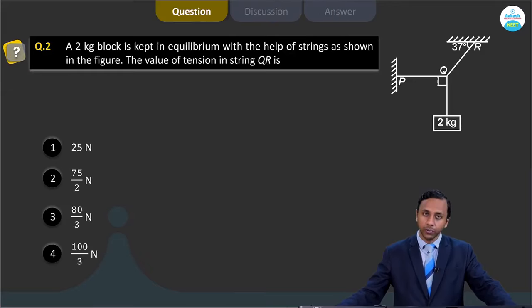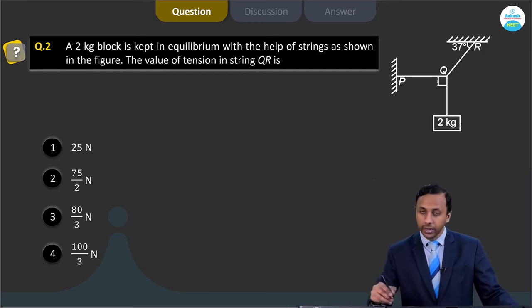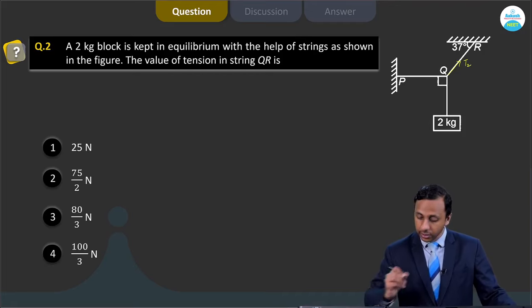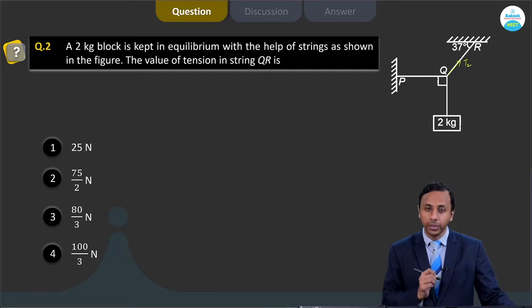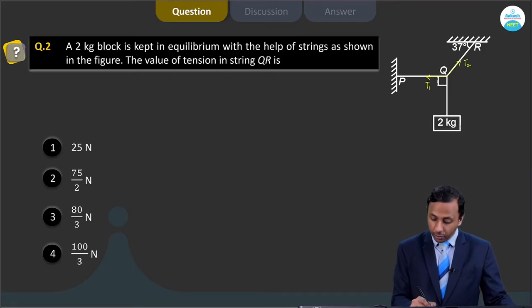Coming to question 2 now, this one says a 2 kg block is kept in equilibrium with the help of strings as shown. The value of tension in string QR will be? So if you see tension in string QR, let's say it is T2. So here you have T2, and let's say in string PQ the tension is T1. It's something like this. So let me draw a separate diagram over here.